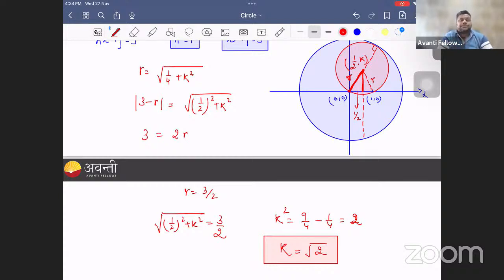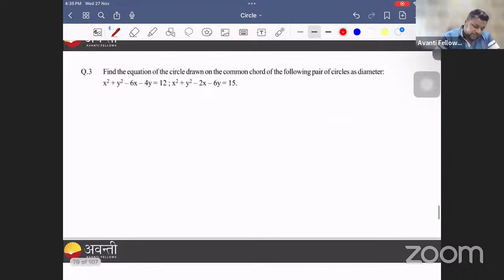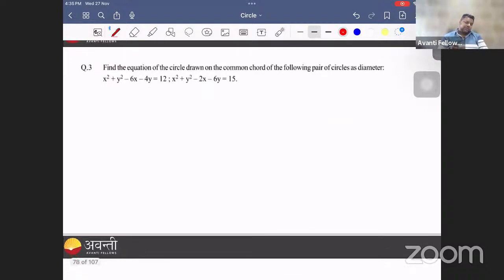Got it? But a good question this. Now, find the equation of the circle drawn on the common chord of the following pair of circles as diameter. Very good question.